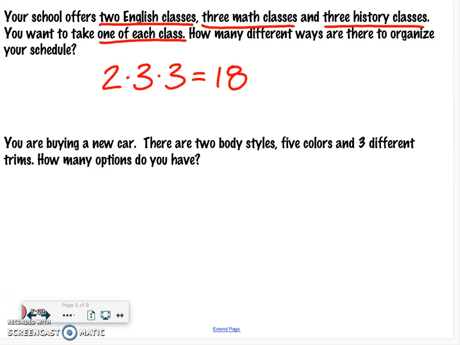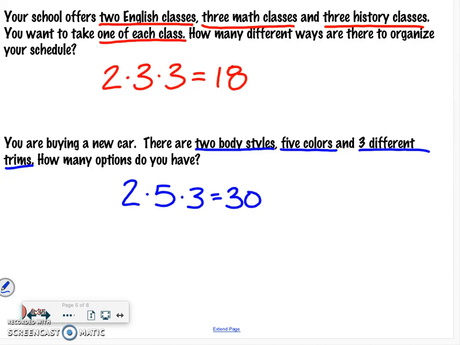Next, you are buying a new car. There are 2 body styles, 5 colors, and 3 different trims. How many options do you have? Really no keywords here, but what I want to point out is all of our numbers, and there's 3 of them, have different labels. We're talking about body styles, colors, and trims. So if they have 3 numbers with 3 different labels, we're looking at MCP again. So we're going to take those 2 body styles times those 5 colors times those 3 different trims, and you're going to end up with a total of 30 different options for your vehicle.